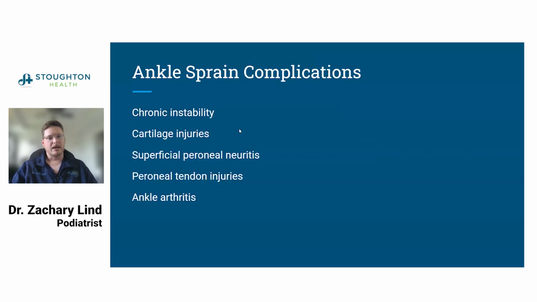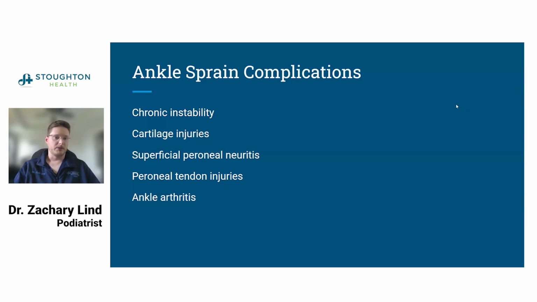So what are some common complications that we can see from ankle sprains? Again, chronic instability, cartilage injuries, superficial peroneal neuritis, peroneal tendon injuries, and ankle arthritis. We already touched on the chronic instability. That would be one of those things where you're still having the sensation of weakness, your ankle constantly giving out, or every year you roll your ankle, or you can't do activities without feeling uneasy on uneven ground. That's where arthroscopic ligament repair would come in.